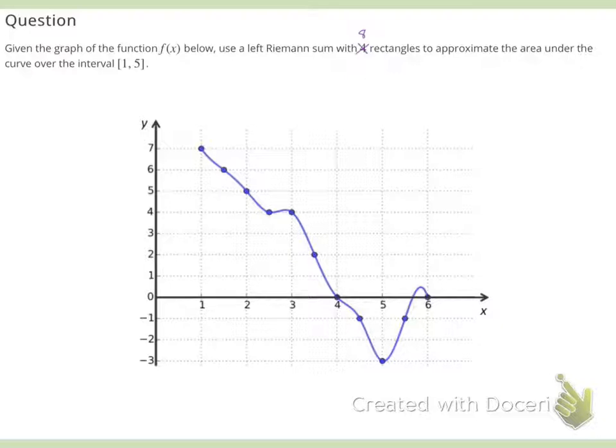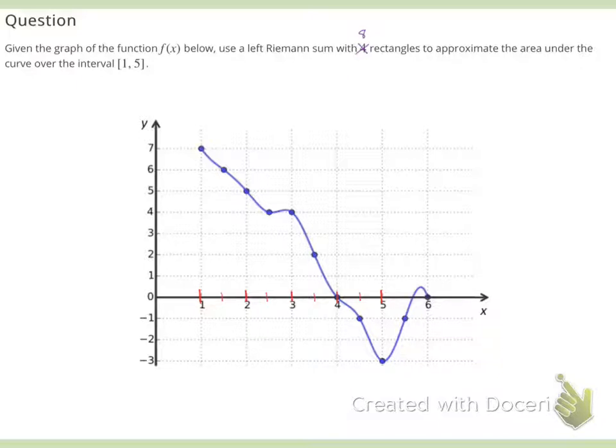So we're going from 1 to 5. We want 8 rectangles. Again, if I just counted over the whole numbers here, I would have 4 rectangles. So I'm going to cut each one in half. The fact that problem number 1 and problem number 2 both have a width of 1/2 is just a coincidence.